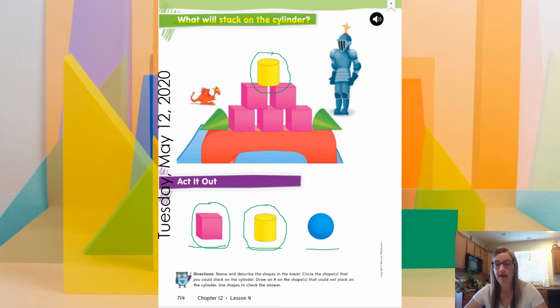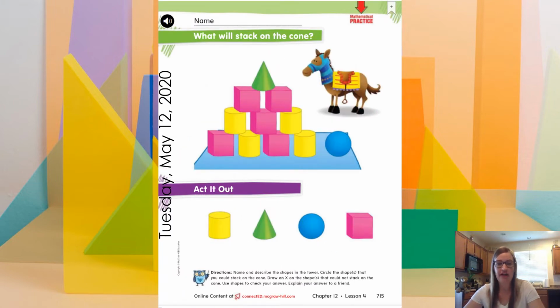And I'm going to put an X on the sphere because a sphere won't work because it will, what again? Roll off. You are right. Good job. The question on this page asks, what will stack on the cone? Well, like before, let's locate the cone in the picture. Here is our cone up at the top there.